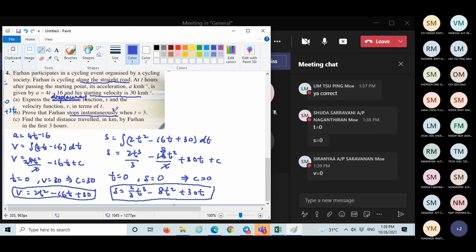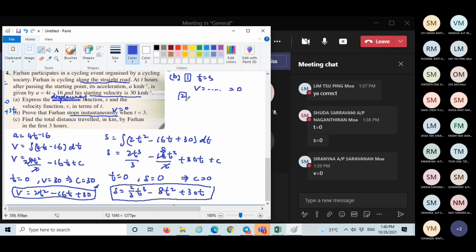Okay, very good. V equals 0. So for these questions, part B, there are two ways of doing it. Method number 1, you can start with t equals 3, put it inside the V function, to prove that you will get 0.